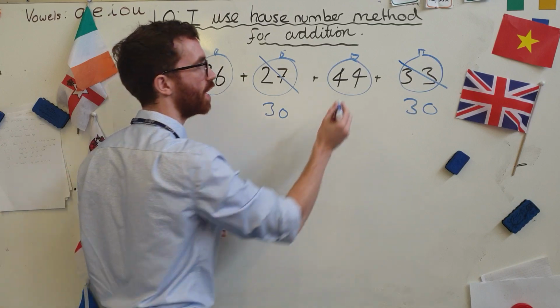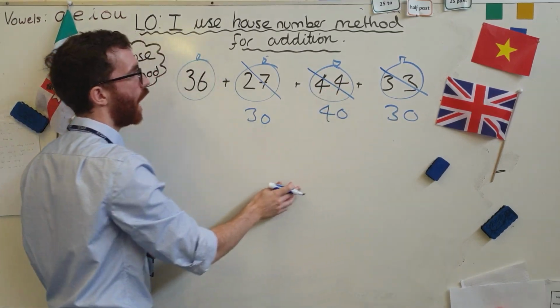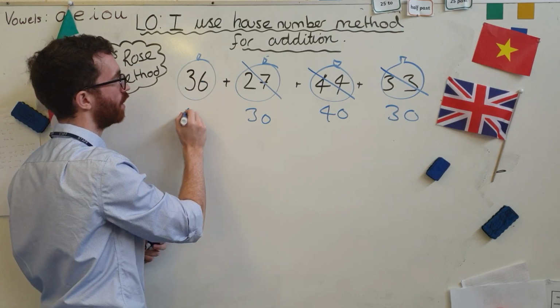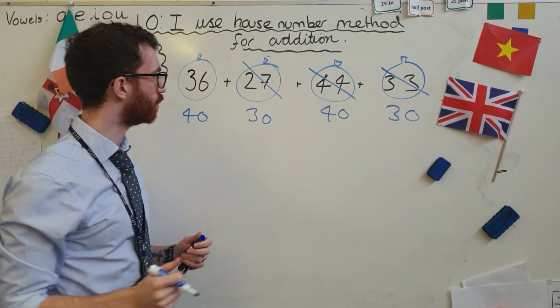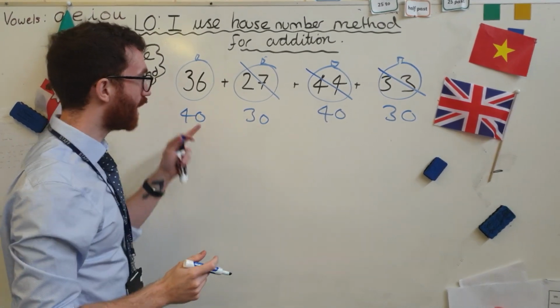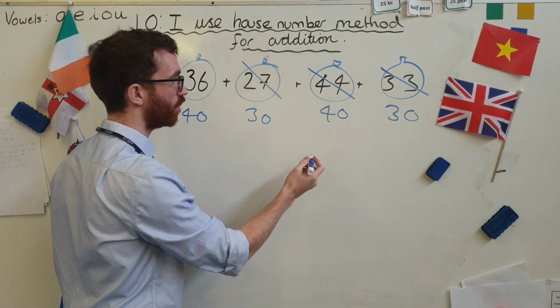Look, I see another number bond here, the 4 and the 6. So do you know what I'm going to do? I'm going to take the 4 away from here. That's going to become 40. And I'm going to add the 4 onto here. Oh gosh, that's going to become 40. This is turning out to be a lot easier than I thought it was going to be. Right, now I've got 40, 30, 40, 30. Well, this is going to be really easy, isn't it? Let's do the 30 and the 30.